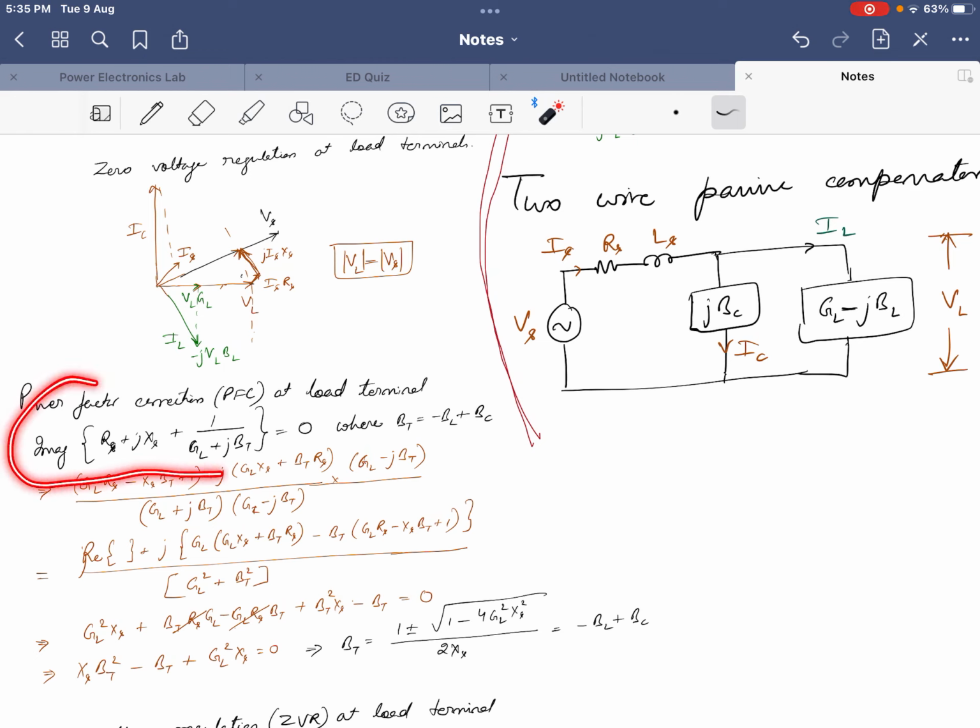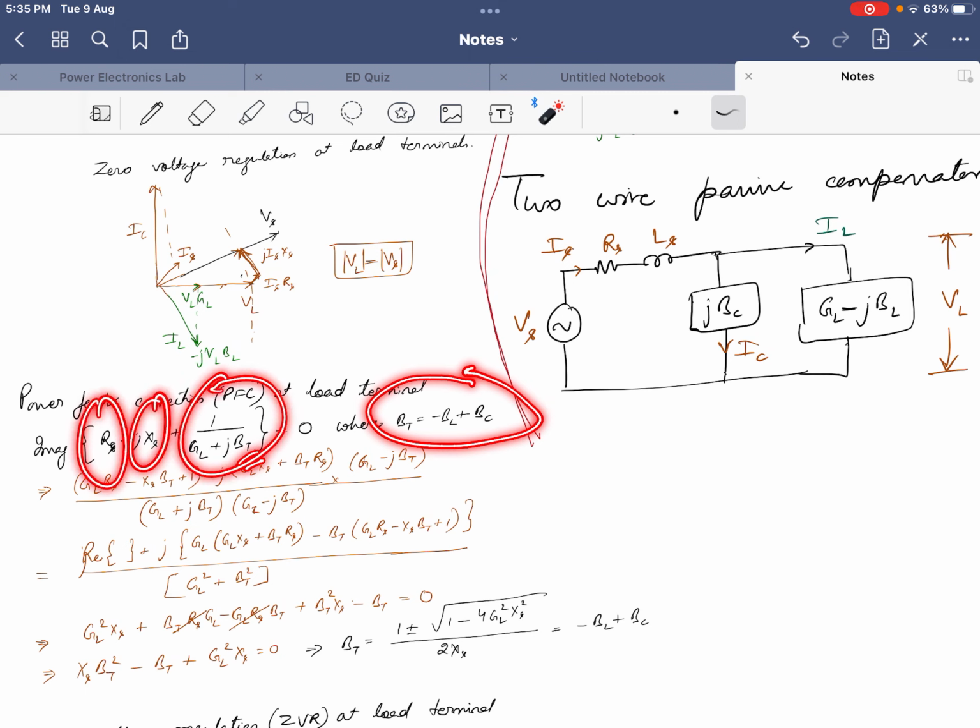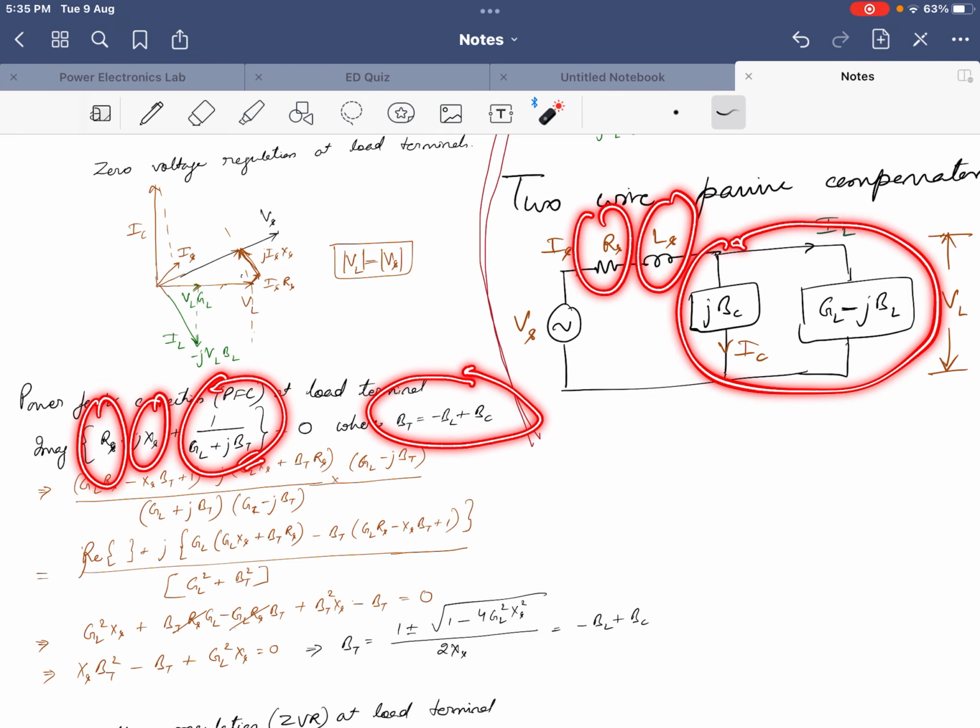We can write this so that the imaginary part of this term is made 0. And we consider here the BT. BT is nothing but, because these two are added up, minus JBL and JBC are added up, and that becomes BT. BT is minus BL plus BC. So now we have here the three terms that we have just discussed.